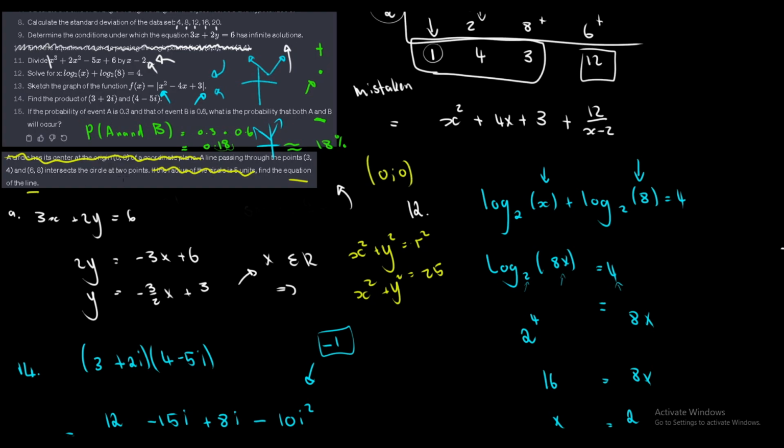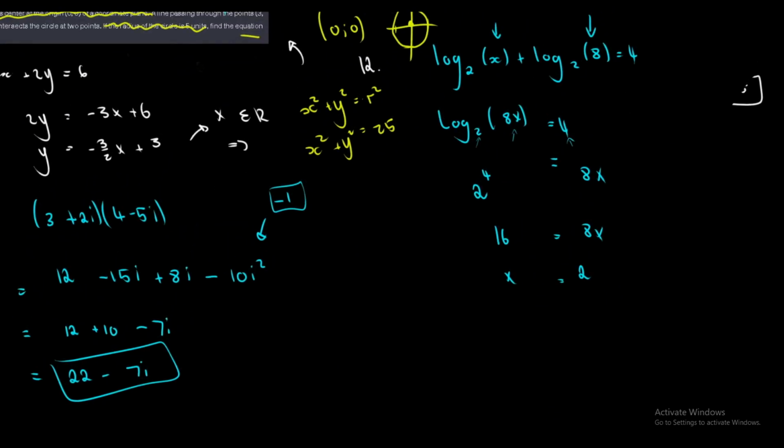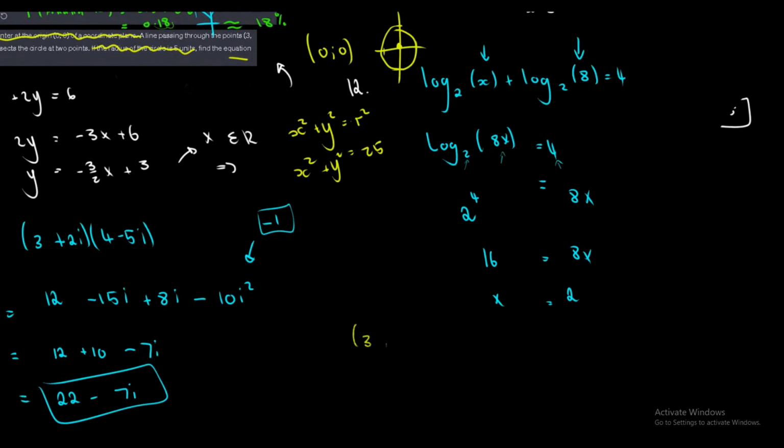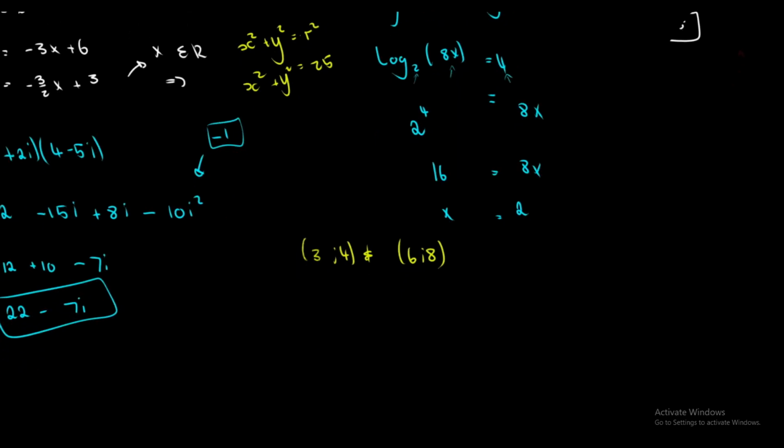Okay, it starts at the origin. There's a center point, meaning it's (0, 0), with radius 5. So that's my circle. Anyway, so let's go down. Let's write these points. We have a point (3, 4), and (6, 8). Okay, so final question. Let's go.